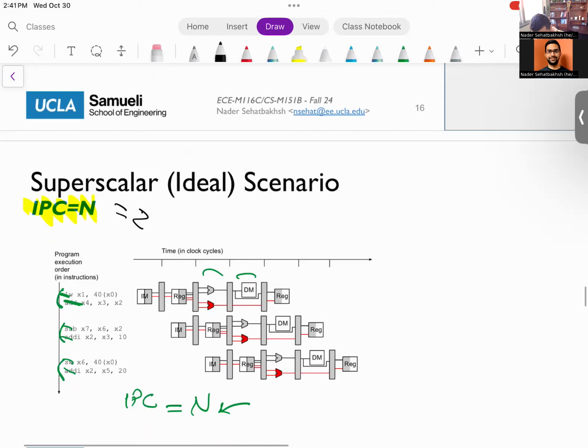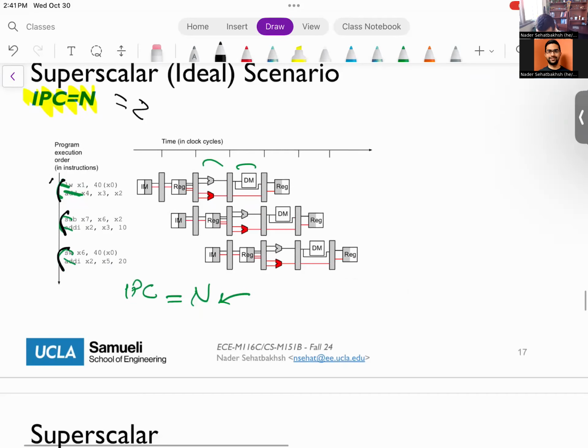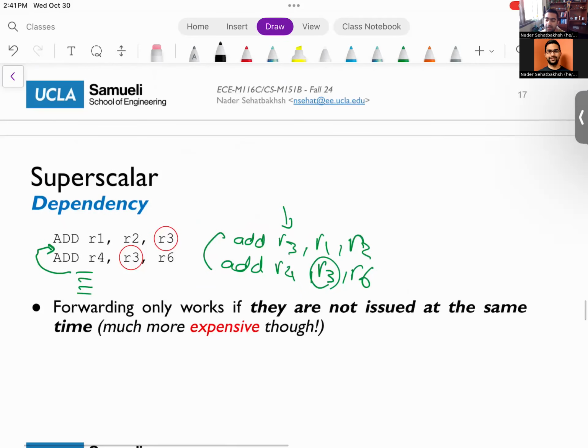And as you can see, I can basically feed these first two instructions, and then these two instructions, and then these two instructions, and so on and so forth. Okay, so that would be basically the idea of this superscalar. In reality, though, it's not easy to always feed two instructions to the pipeline. For example, if there is some form of a dependency between the instructions, we may not be able to feed the instructions.